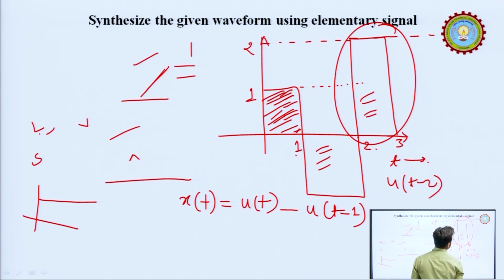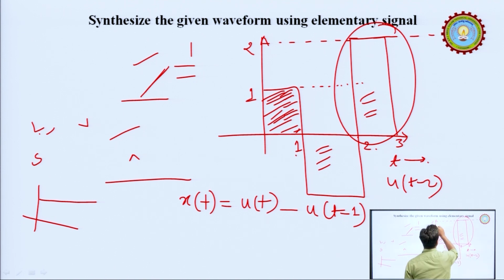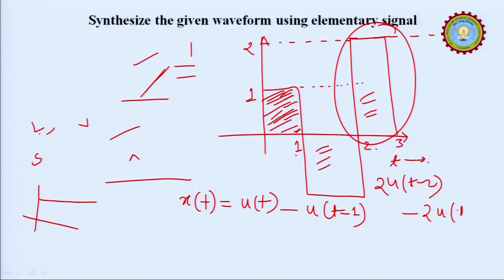Now we have to terminate this unit step signal at t equal to 3. So we will add a unit step of negative amplitude. Here the amplitude of the unit step is 2, so we add minus 2 u(t minus 3) at time t equal to 3. If we do this, then we get this block. Similarly, we can write for this.